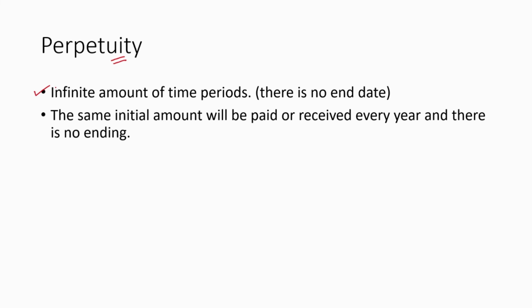Infinite amount of time periods. There is no end date. The same initial amount will be paid or received every year and there is no ending. For annuities, there is an end date, which means there is a number for n. Here under perpetuity, there is no end date, which means now n has no value. The payments will go on forever. For perpetuities also, the same initial amount will be paid or received every year. This amount cannot be changed. If the amount is 1000, every year 1000 will be paid or received.